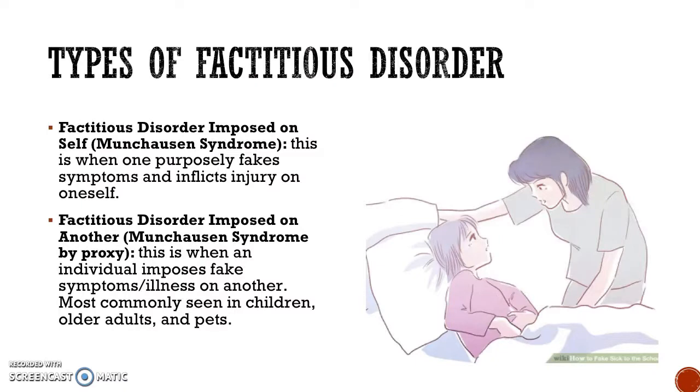So there are two main types of factitious disorder. These types are factitious disorder imposed on self and factitious disorder imposed on another. As the name pretty much describes, factitious disorder imposed on self is where one deliberately fakes symptoms and inflicts injury to themselves. On the other hand, factitious disorder imposed on another is where an individual purposely reports fake symptoms and illness on another. This is mostly seen in children, older adults, and pets, essentially in those who can't defend themselves or who don't know any better.